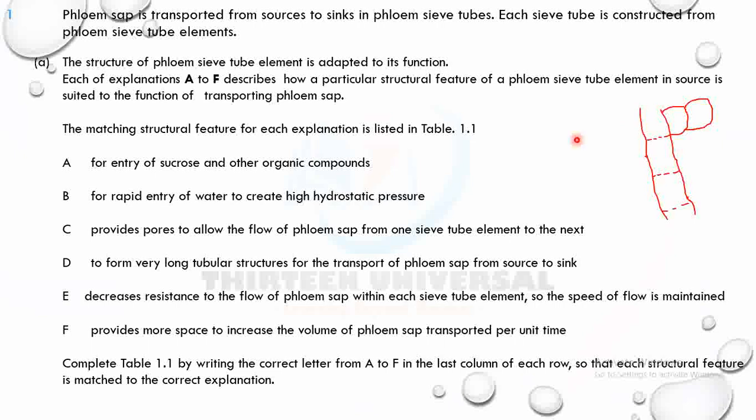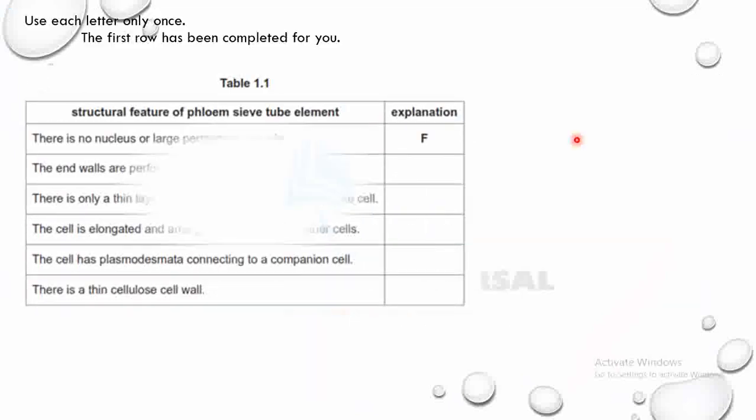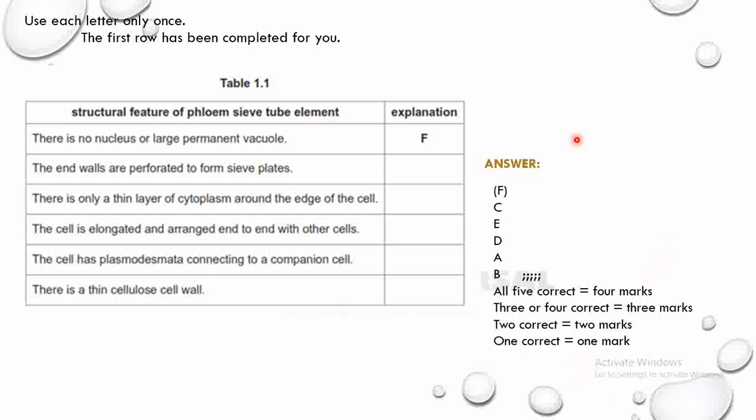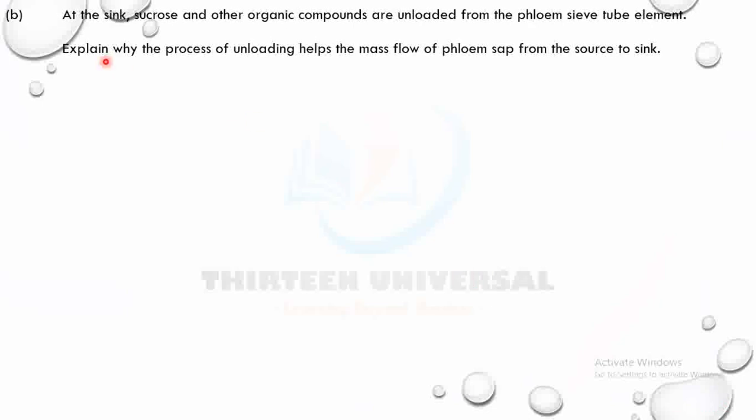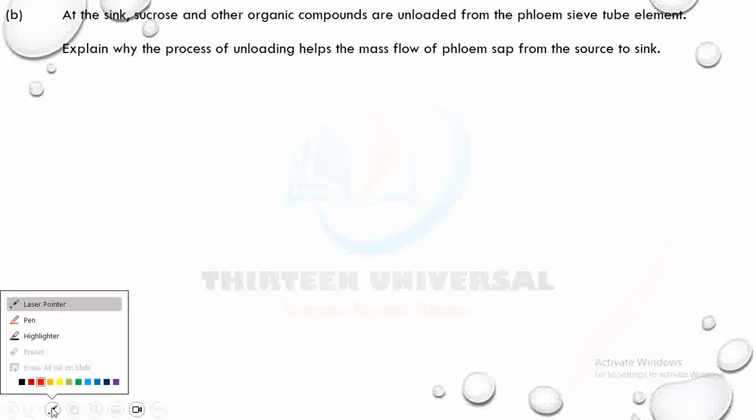So guys, let's see what the mark scheme says. It should be C E D A B. Check it out and ask questions. At the sink, sucrose and other organic compounds are unloaded from the phloem sieve tube element. Explain why the process of unloading helps the mass flow of phloem sap from source to sink.